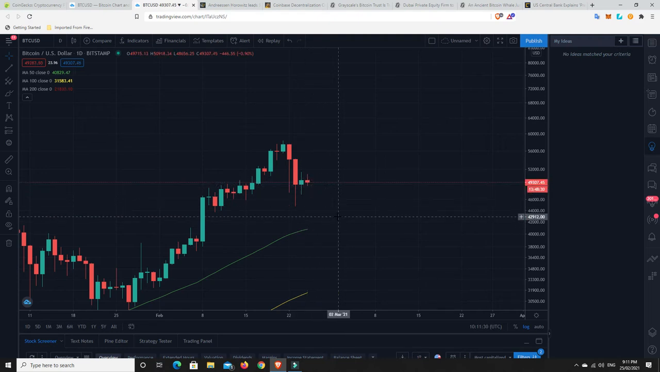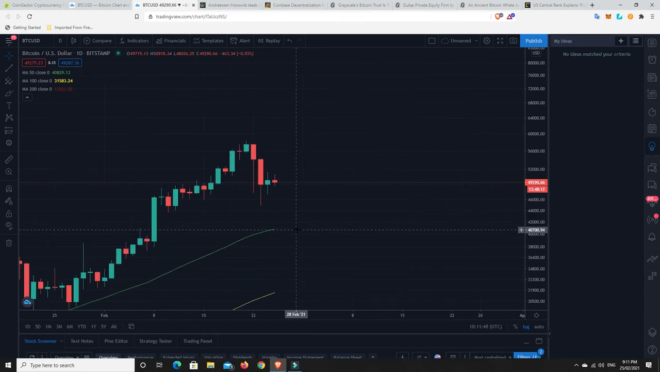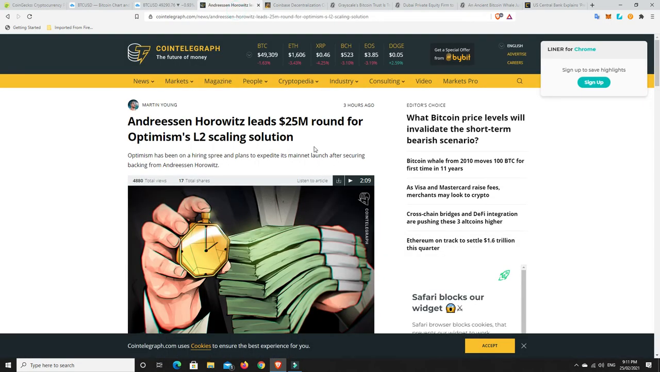And again, I really am looking for 43-ish thousand, 44,000, somewhere around about there. I think we'll find a home down there and possibly get some support, because we can see that we've got support down here. It's been here before, and well, there we go, maybe even down to around about 40,000. Time will tell. All right, let's get on to some news, because there's been some pretty interesting news.